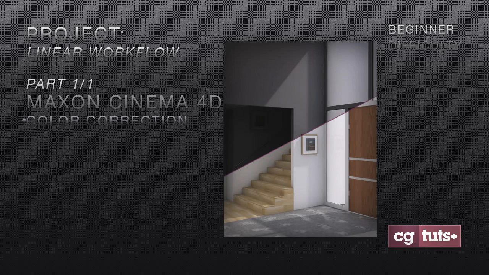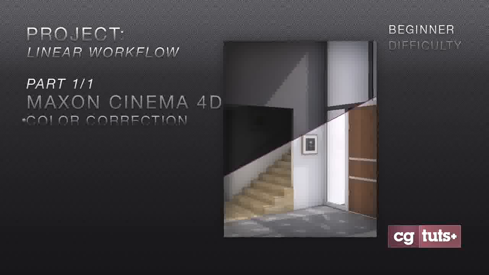Today we're going to be talking about the linear workflow and why it works and how we can use it inside of Cinema 4D. This tutorial does focus on Cinema 4D, but it can easily be applied to whichever 3D package you're using, as long as you can change the gamma on your materials and the final output. Okay, so let's get started.